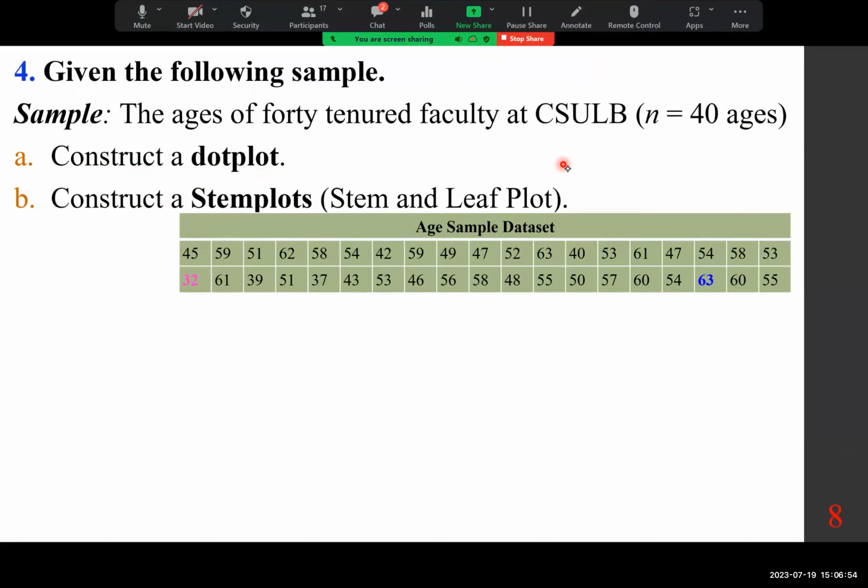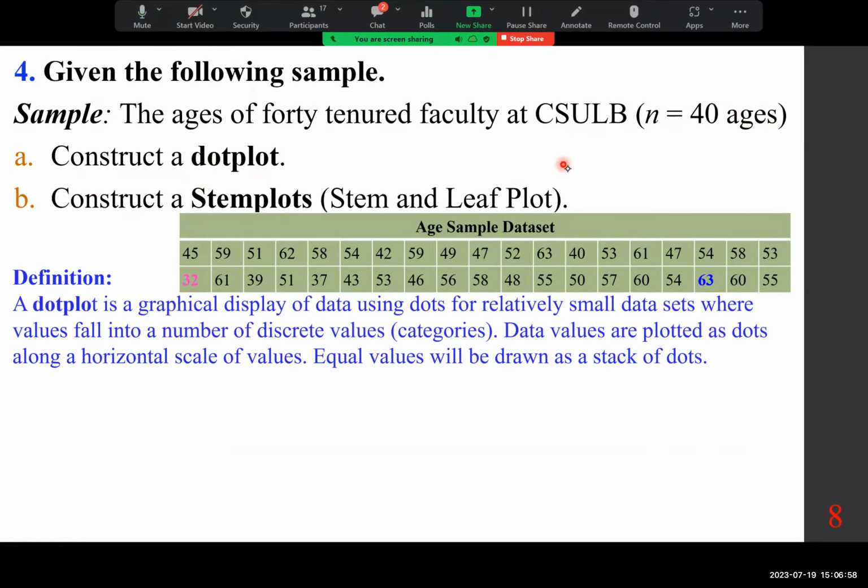First, let's look at the definition. A dot plot is a graphical display of data using dots for relatively small data sets, where values fall into a number of discrete values or categories. Data values are plotted as dots along a horizontal scale of values. Equal values will be drawn as a stack of dots.